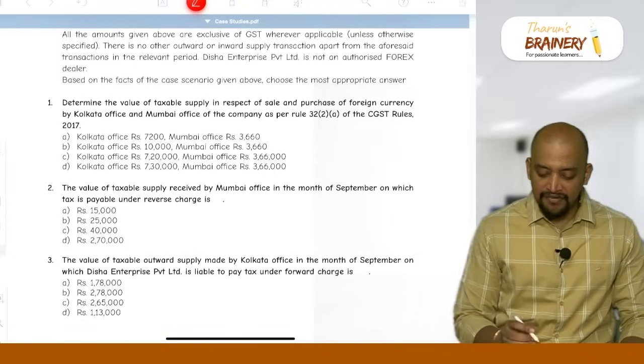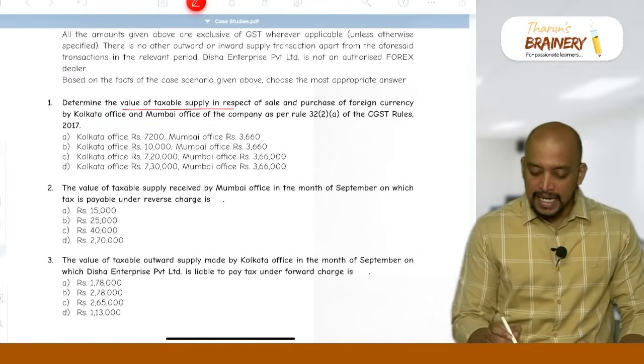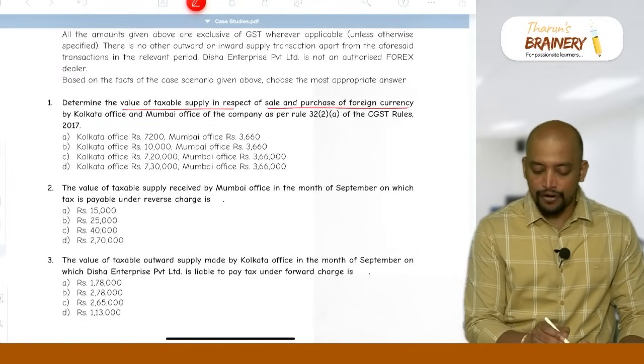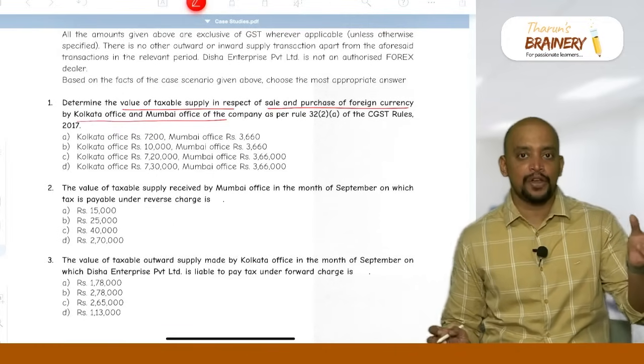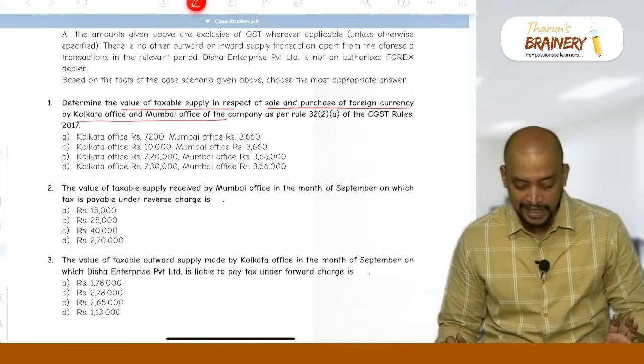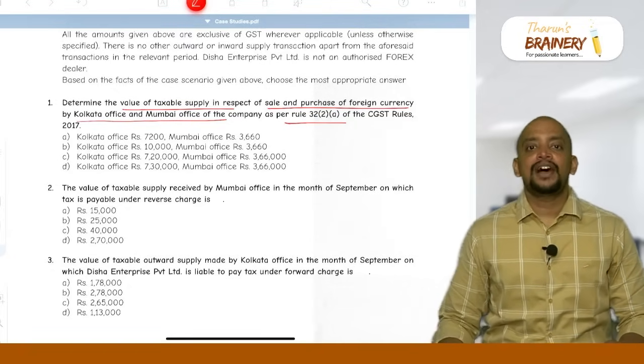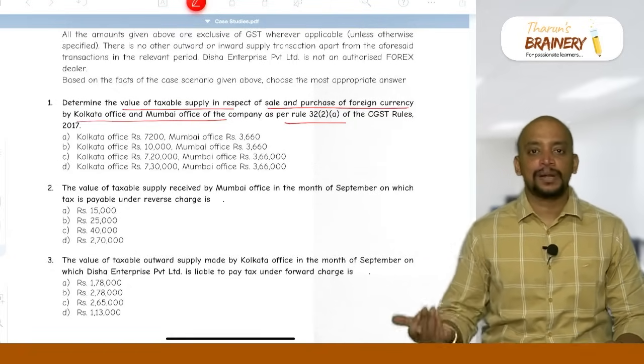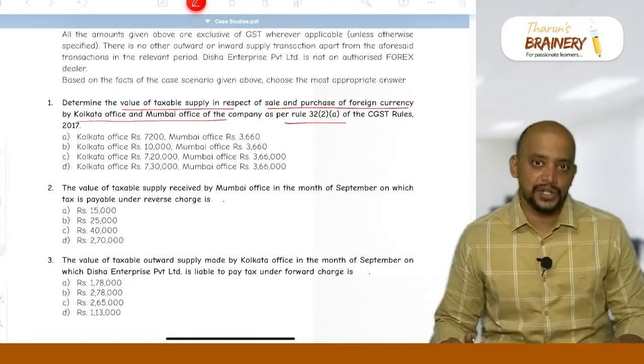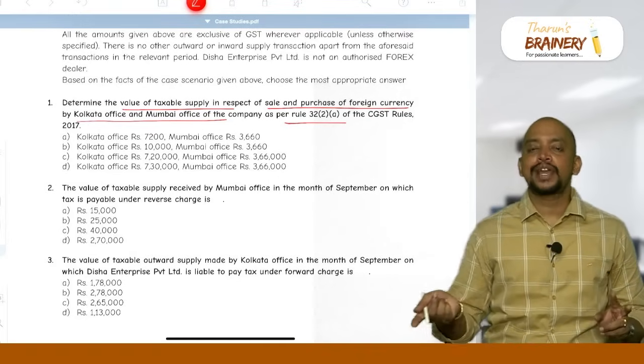Determine the value of taxable supply in respect of sale and purchase of foreign currency by Kolkata office and Mumbai office. So they have one Kolkata office and Mumbai office. So as per rule 32(2)(a), what is rule 32(2)(a)? Value in case of notified supplies. In that foreign exchange transactions, we have two options. 32(2)(a) is option 1.